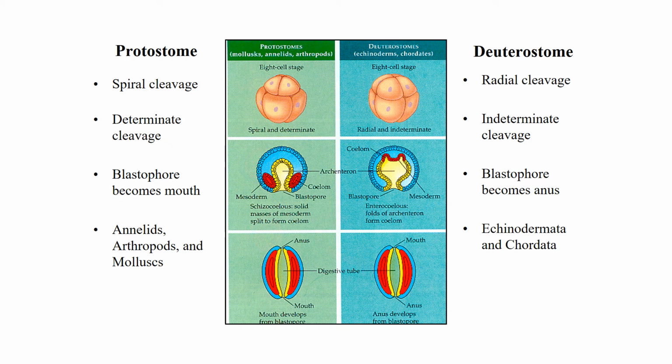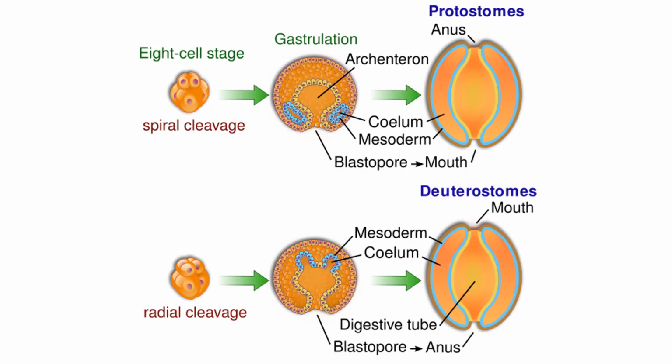still develop completely. In deuterostomes, the blastopore becomes the anus, which is where the name comes from, deutero meaning second, stome meaning mouth. So the mouth develops second and the anus develops first. Examples of deuterostomes are echinodermata and chordata. Here's another look at protostome versus deuterostome development.